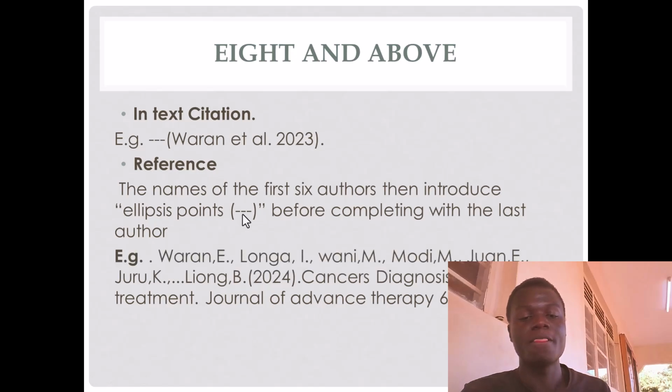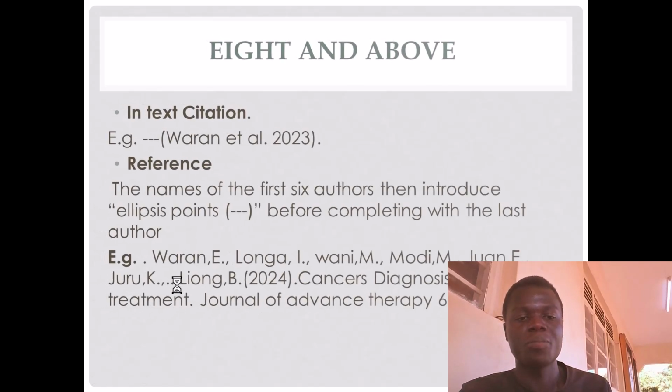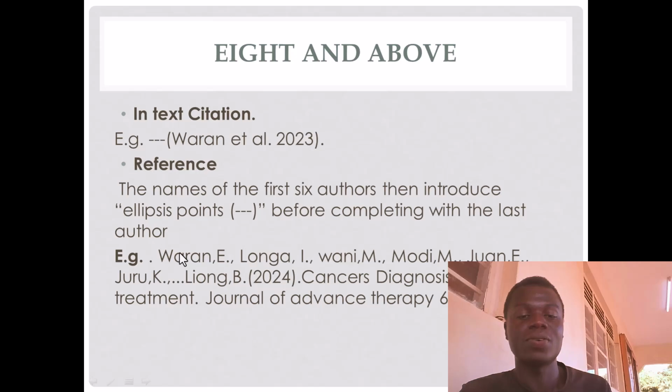For example, we have the first author, second, third, fourth, fifth, sixth. So before introducing the last one, we need to include the ellipses that I was talking about. The ellipses, then other things follow the same.